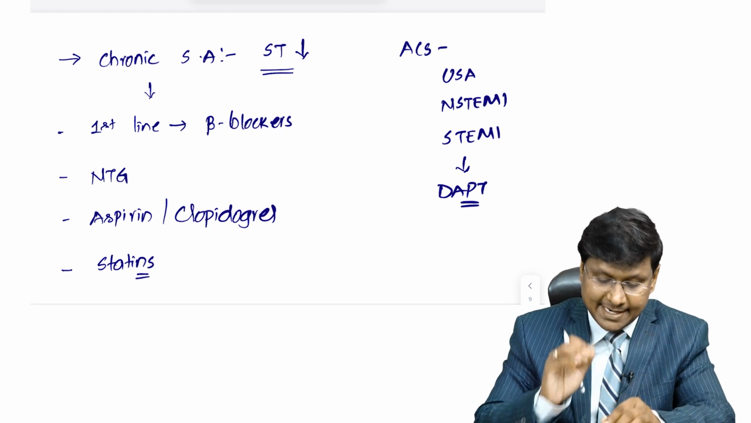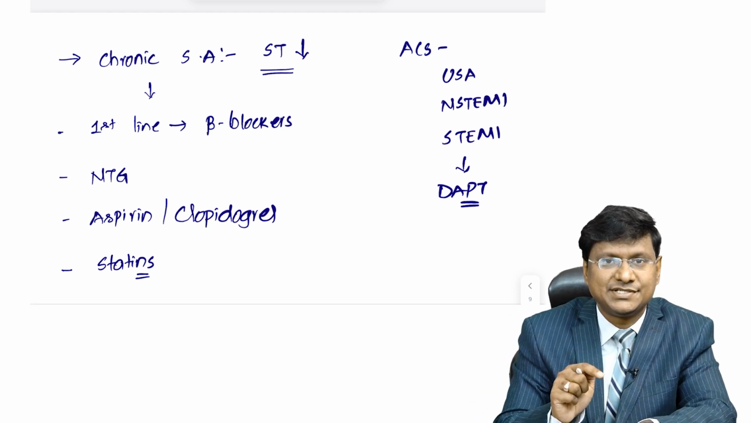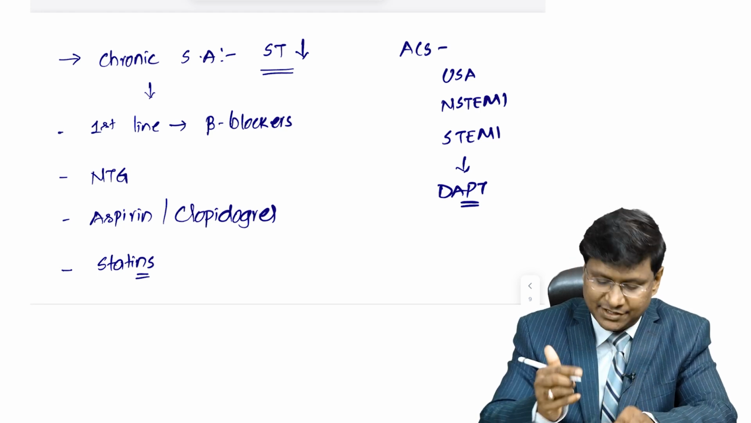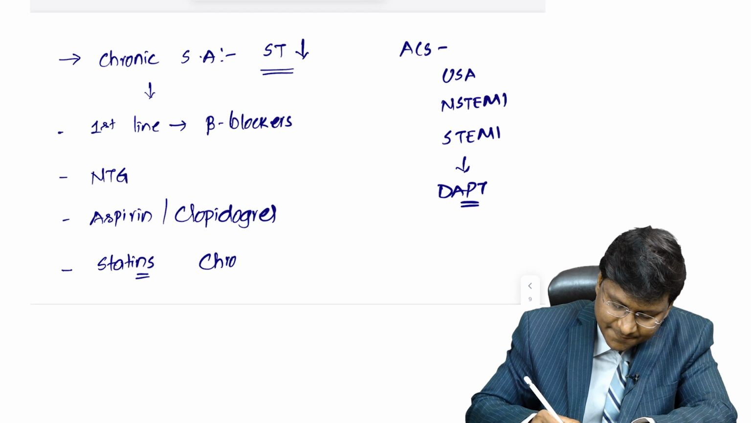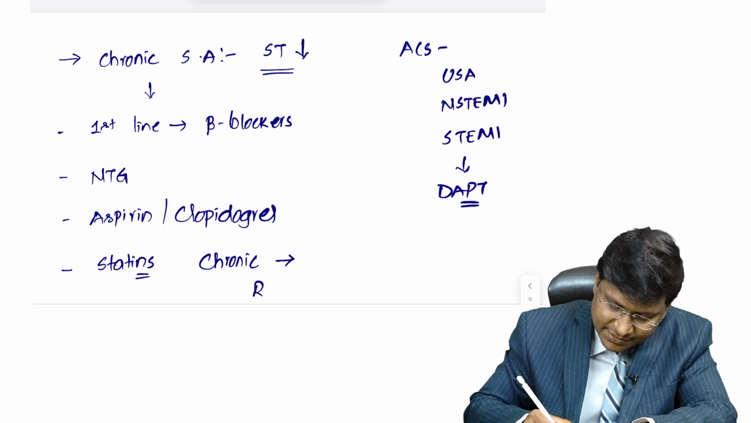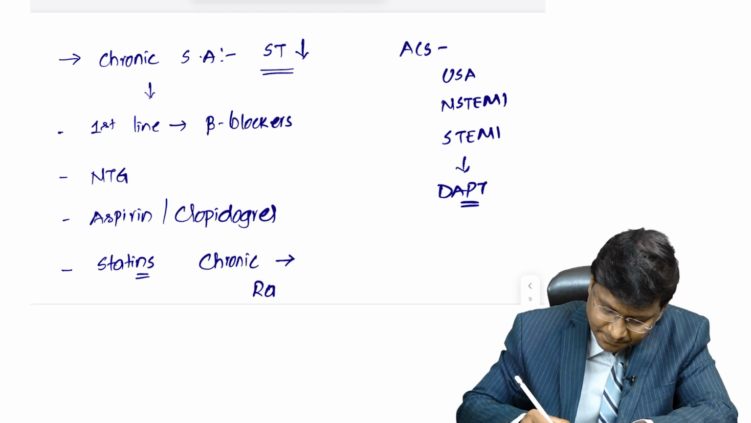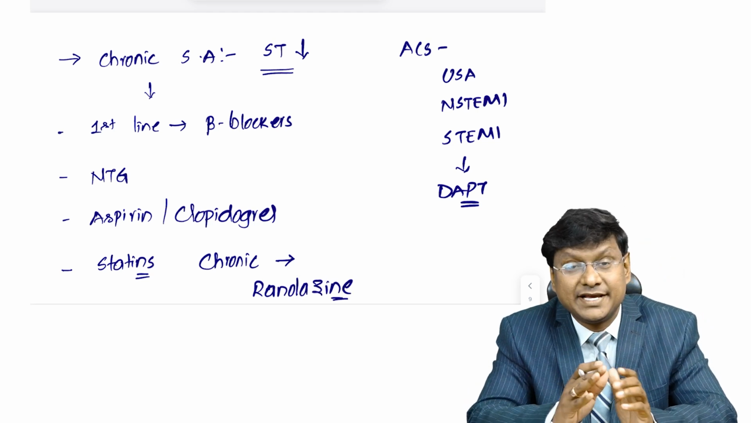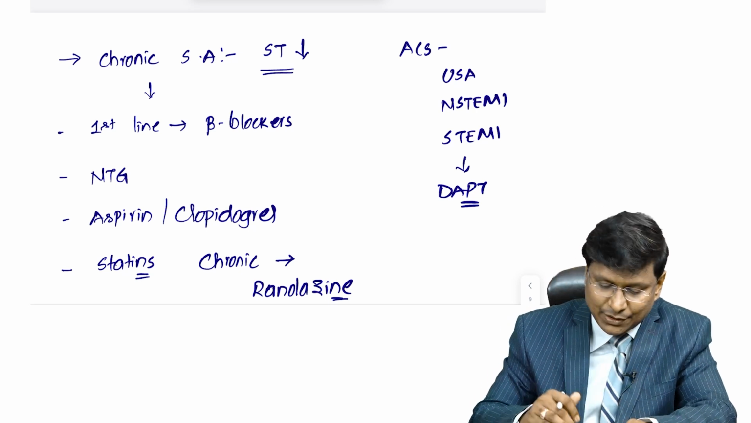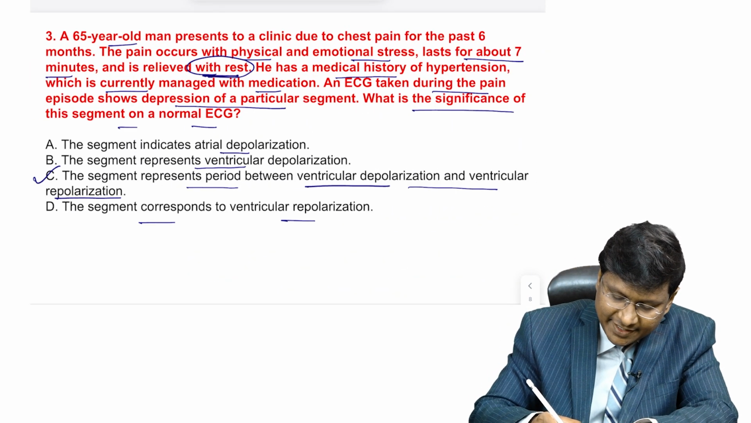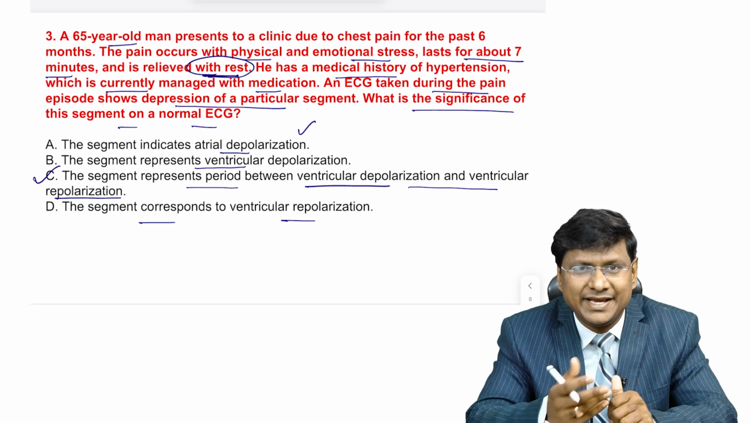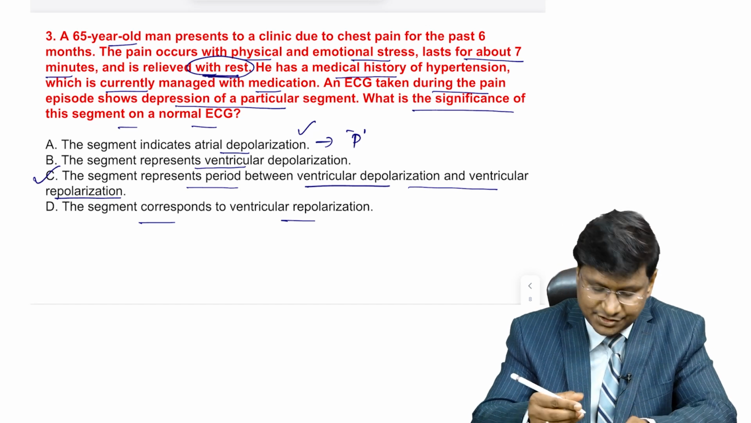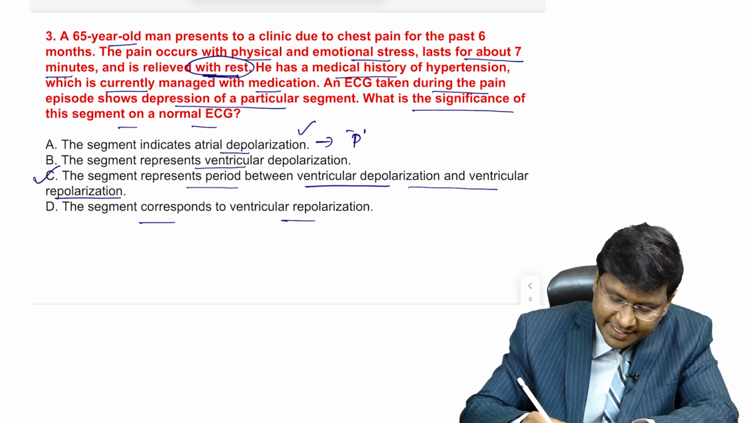So in chronic stable angina, definitely you need to give statins as well, right? In case of an acute episode of chest pain, you need to give nitrates, whereas in chronic angina, the drug that you need to give is ranolazine. That is what you give in chronic forms of angina. Now, if you take the options here, the segment indicates atrial depolarization. See, atrial depolarization is your P wave in the ECG. And the segment represents ventricular depolarization.